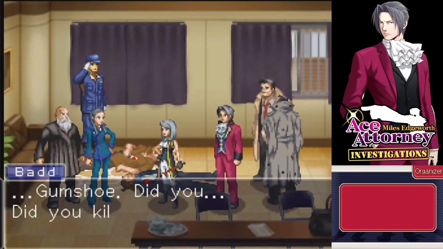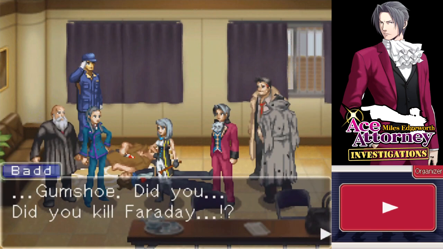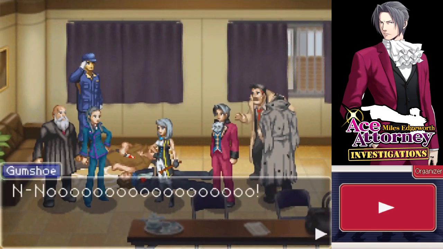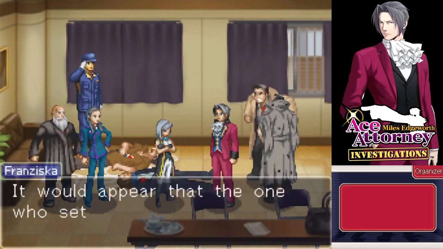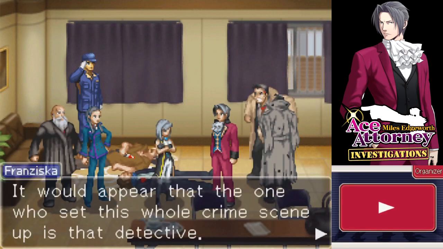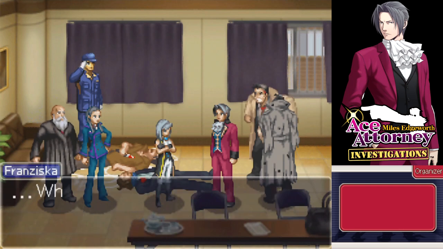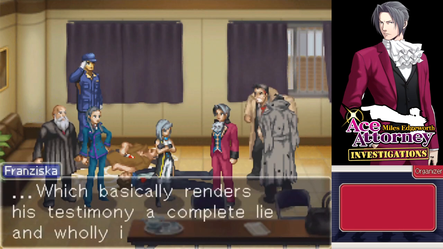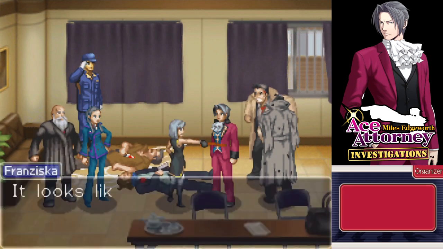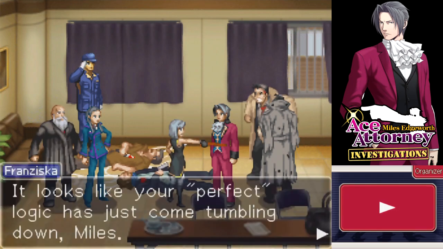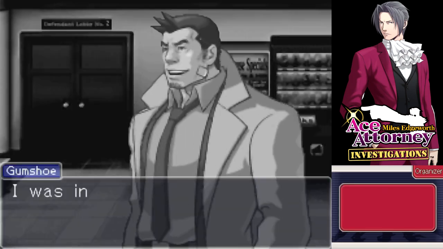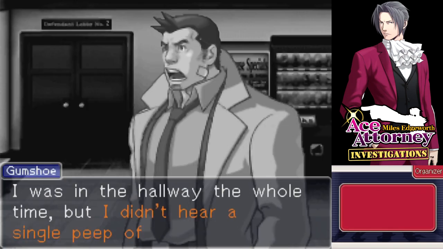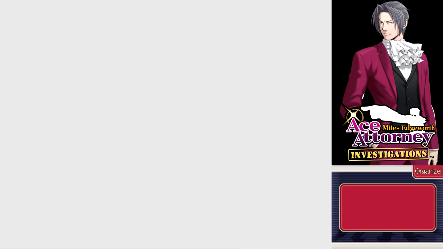Oh, Gumshoe, did you kill Mr. Faraday? No, of course not, sir. It would appear that the one who sets his whole crime scene up is that detective, which basically renders his testimony a complete lie and wholly invalid. Looks like your perfect logic has just come tumbling down, Miles. I was in the hallway the whole time, but I didn't hear a single peep of a struggle.